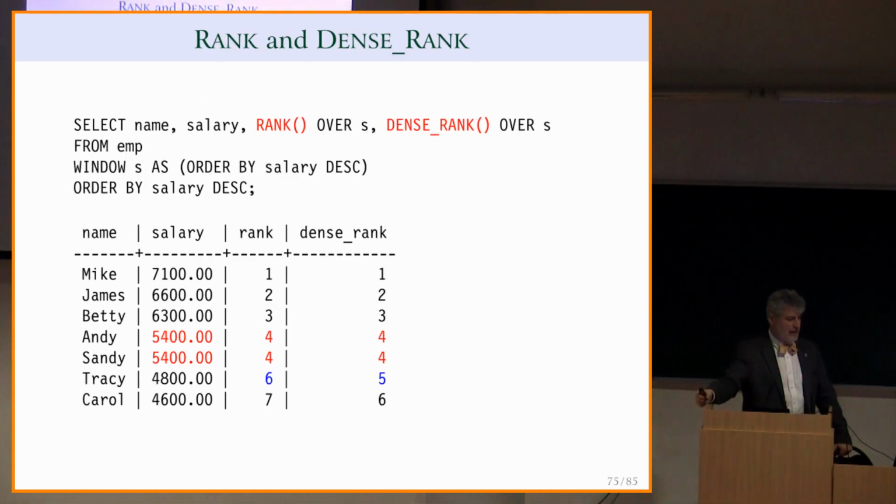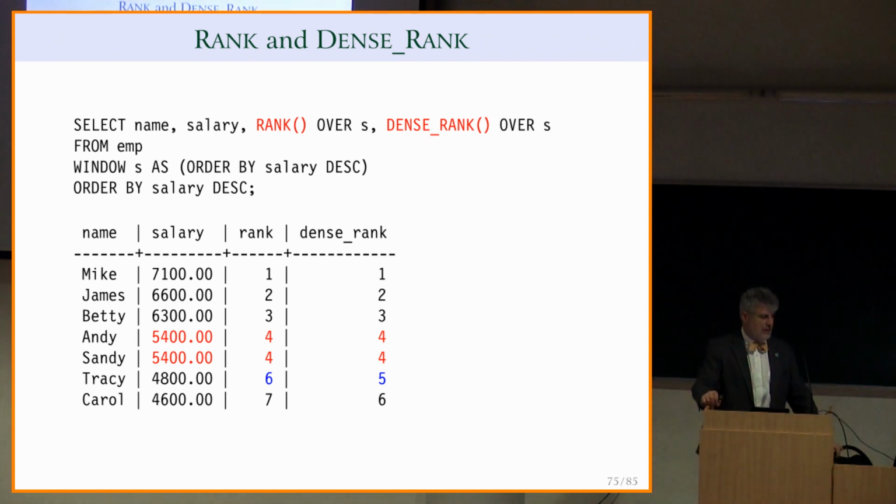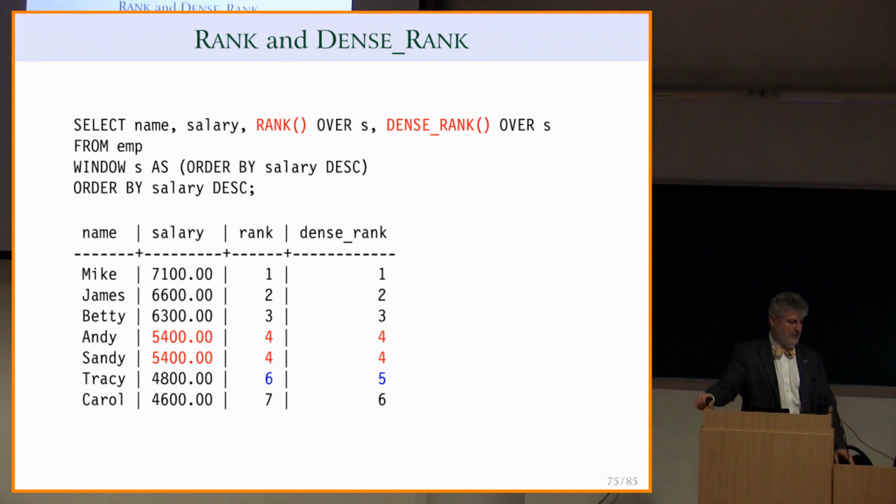I could do this. I could say, what is the ranking of these employees in terms of salary? Of course, Mike is number 1. James and Betty, again, have unique salaries. Andy's an interesting case. Andy and Sandy, both of them are making the same salary amount. So the next person in rank, if they're both making the 4th highest salary, would be 6, and in dense rank, the next rank for that person would be 5, because we don't allow gaps in the ranking in dense rank, right? We learned this already. Now we're actually seeing it with a real example.